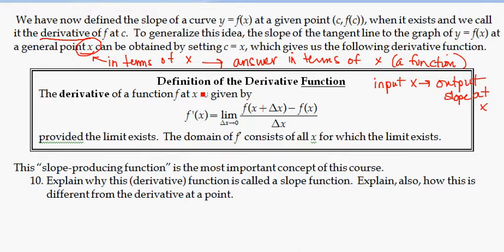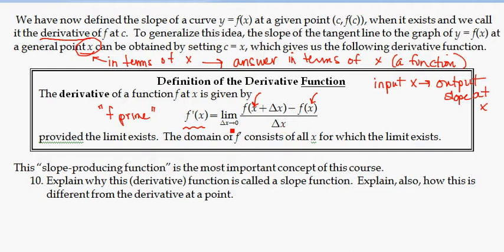And it looks identical to the definition of a derivative at a point, except instead of defining the point at c, we're just going to define it in terms of x. Okay, this notation right here is one of the notations that means derivative, and we pronounce it as f prime. So I would read this as f prime of x is equal to the limit as delta x goes to 0 of f of x plus delta x minus f of x over delta x.